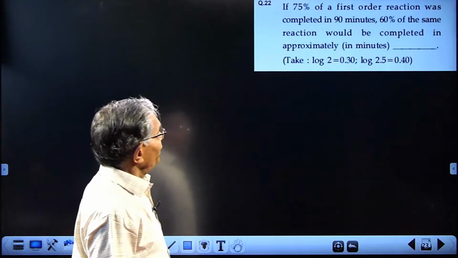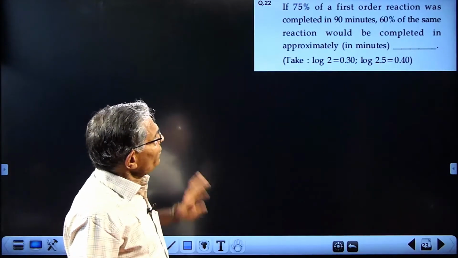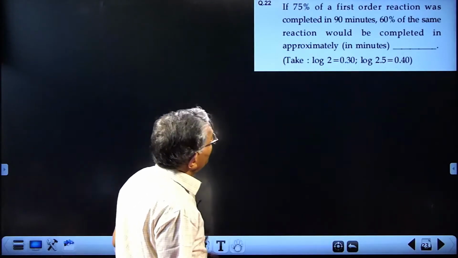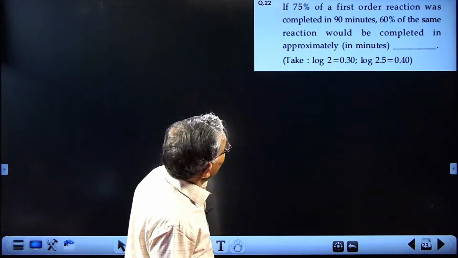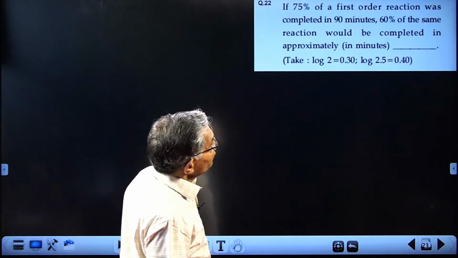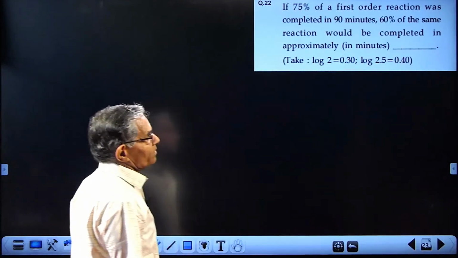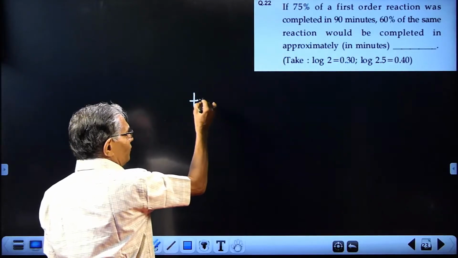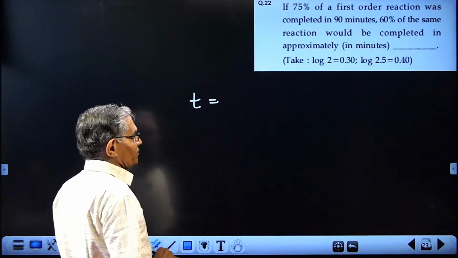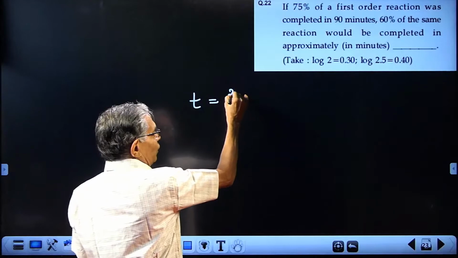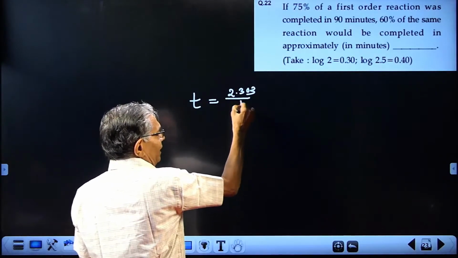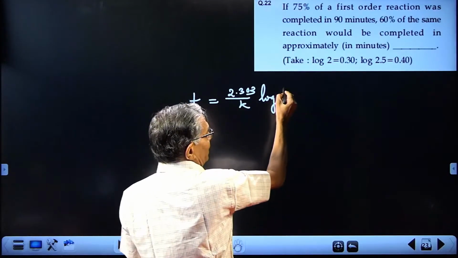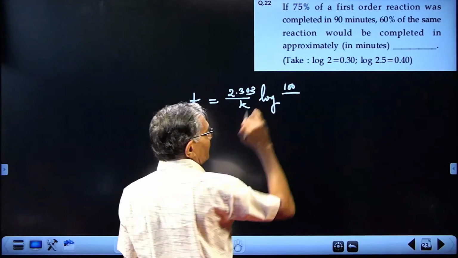Next question, 22. If 75% of a first order reaction was completed in 90 minutes, 60% will be completed in how much time? First order reaction, you know, the time required for completion of a finite percentage is t equal to 2.303 by k log. Because it is in percentage terms, I can write 100 divided by the remaining.